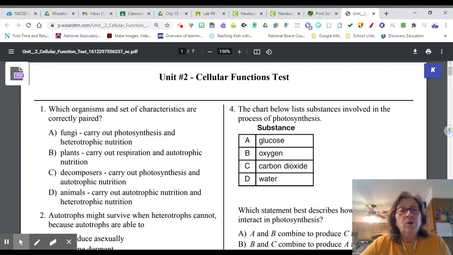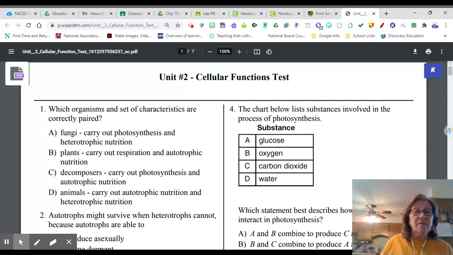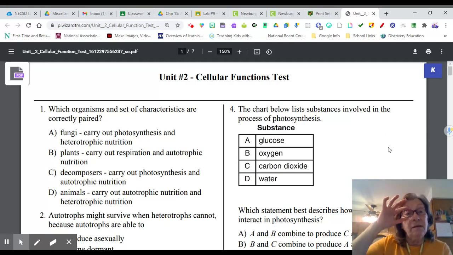Okay, this is the recording for unit number 2, Cellular Functions Test. I will read through each question and the answer choices. It is all multiple choice. There are 30 questions. Please feel free to stop, to pause, and replay any questions you want to hear a second time. If you want it to be, take a slower pace, whichever. It is up to you.